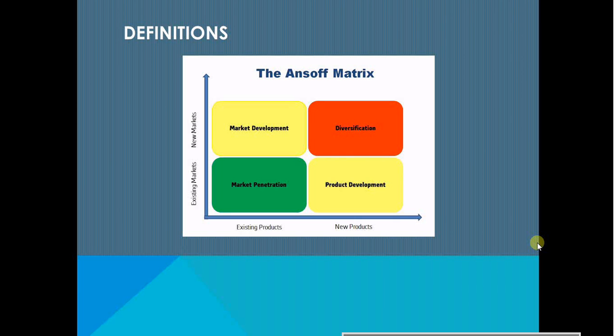As we go through it, let us first understand the definition of the various components of the Ansoff matrix. As you see in your slide, you have four components. There is market penetration, then market development, then product development, and then diversification. We're going to get into each and every one of them, one by one. However, I would like to continuously highlight the importance of this matrix.